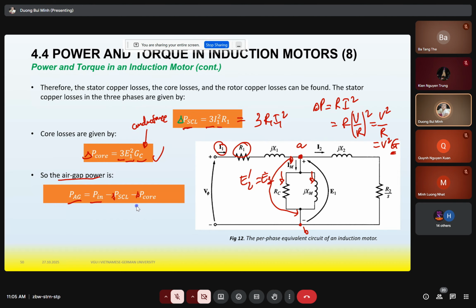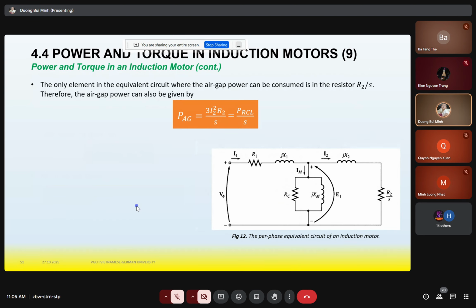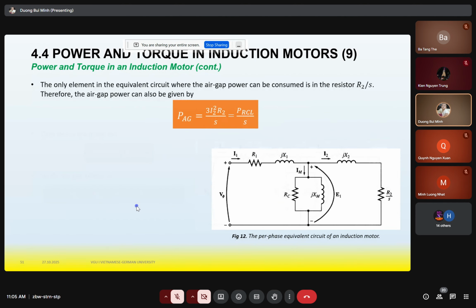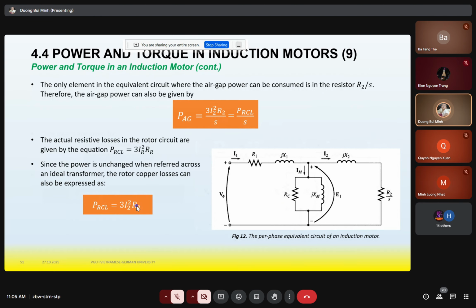Okay, so next. We talk about P_H, the air gap power. P_H is P_in minus delta P_SCL minus delta P_core, or P_H can be calculated by this formula.